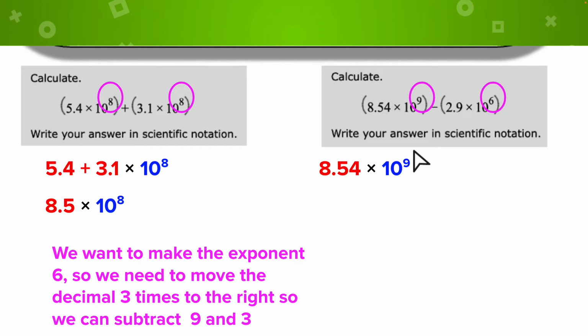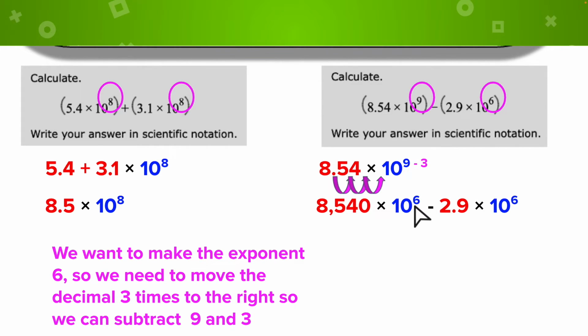So I'm going to move that decimal place 3 times. I'm going to kind of unexpand it. Oh, those went out of order a little bit. That's all right. So I'm taking 3 away by moving 3 units to the right. Remember, when I'm putting it into standard notation, I'm moving to the right, which means the exponent goes down. Every time I jump 1, it goes down 1. So now I have 8,540 times 10 to the 6th minus 2.9 times 10 to the 6th.